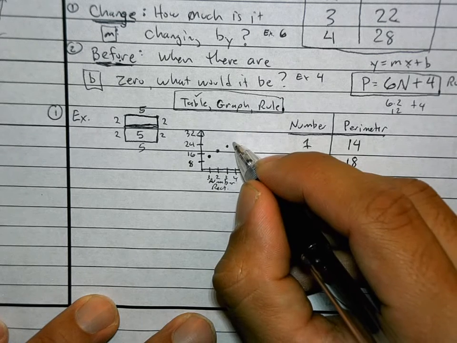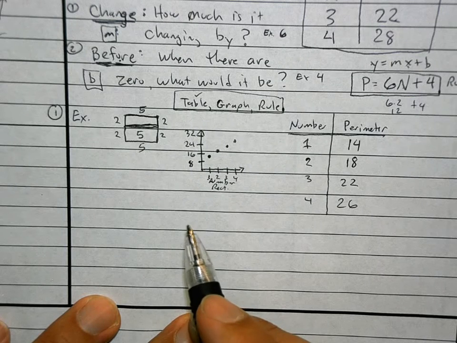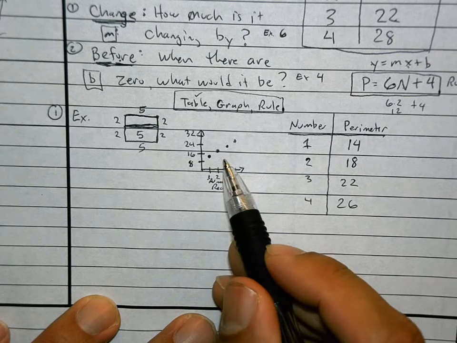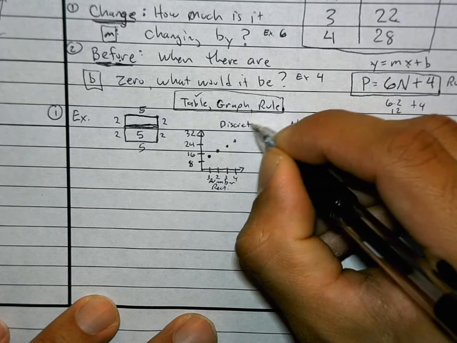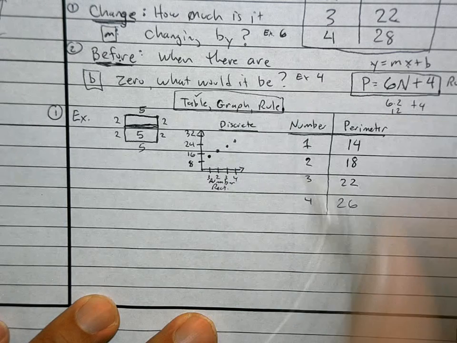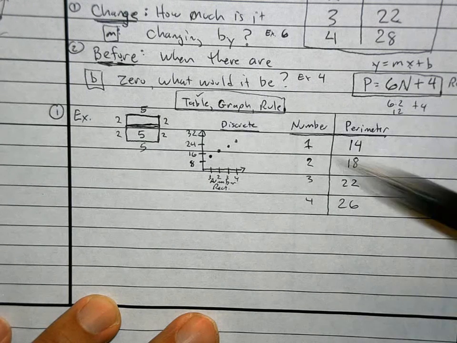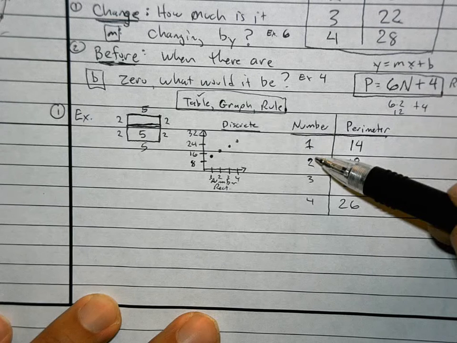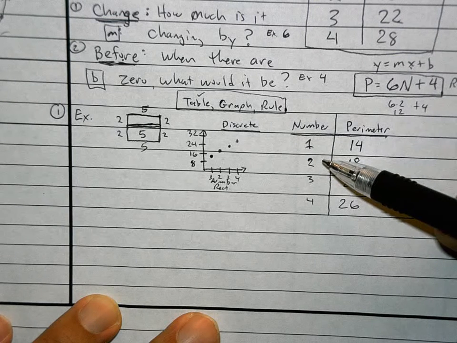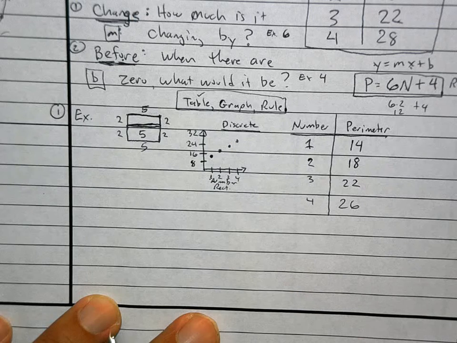What type of graph am I doing? Do you remember what this type of graph is called? Discrete. That's something we learned in Unit 0. Why is it discrete? Because we're not counting 1.5. We didn't do 1.5 rectangles. We didn't do 1.2. We didn't do all the stuff in between. We're doing whole numbers. So I made my graph discrete. I still want you to make sure you know the difference.